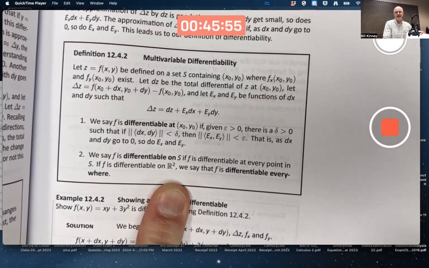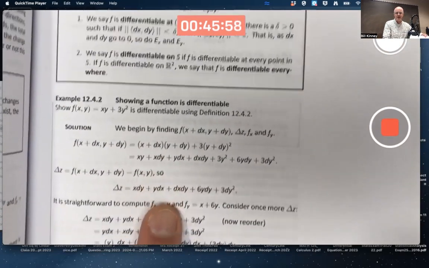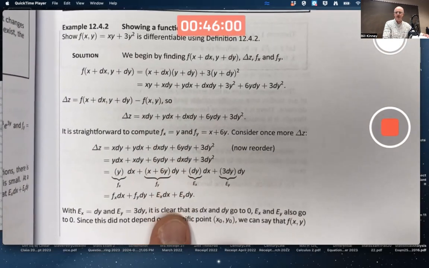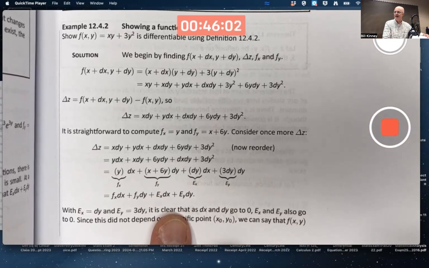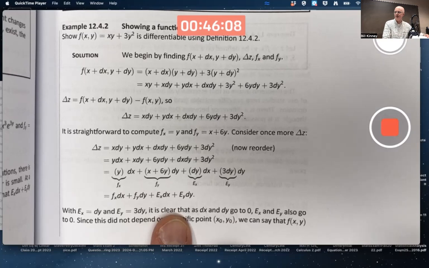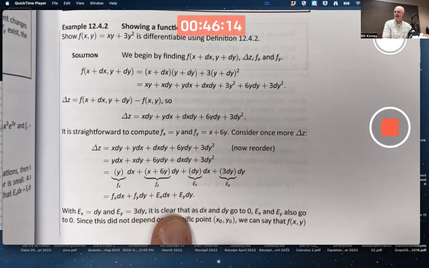I would encourage you to still read it. This is an interesting example here with a bunch of dx's and dy's all over the place to illustrate that definition. I'm not saying it's easy, but I think it might be worth your while to still read it and try to understand it. Okay, but the main things for your homework and exams are the kinds of calculations that we did today.